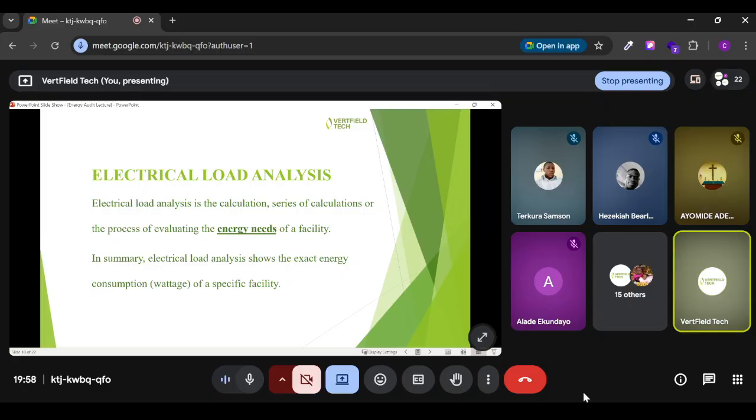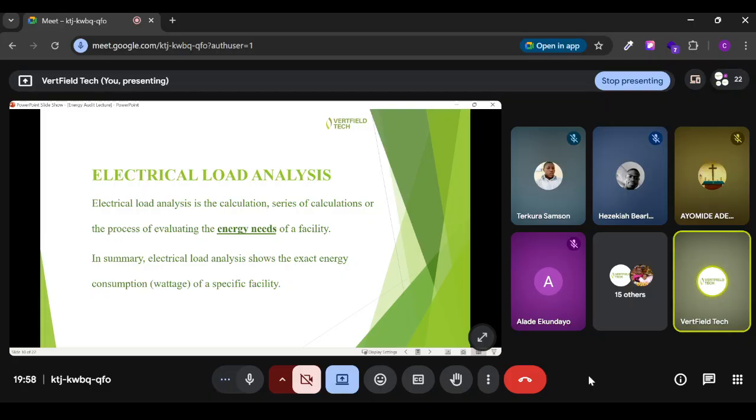So for tonight's class, we are going to be focusing on what we call electrical load analysis. What is electrical load analysis? What does it do for you? Why are we talking about it? What is its importance as it concerns solar power system installations?